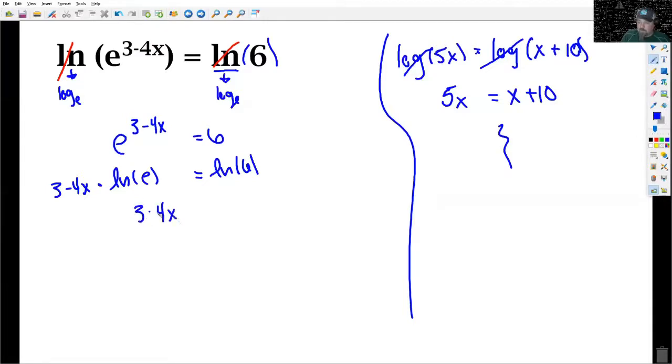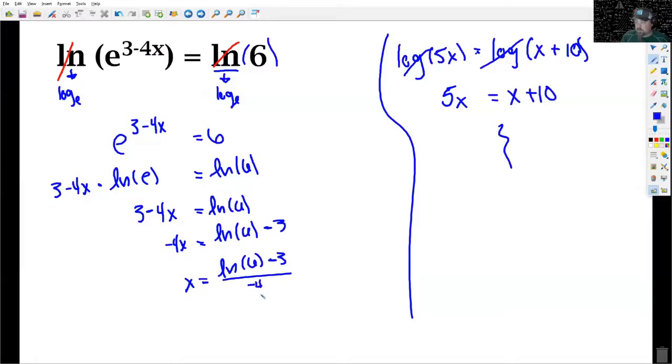3 minus 4x equals the natural log of 6. So now we're going to minus that 3 to the other side, and then divide by negative 4. And bam, there's our exact, because we got x by itself. Plug this in and we'll find our rounded answer.